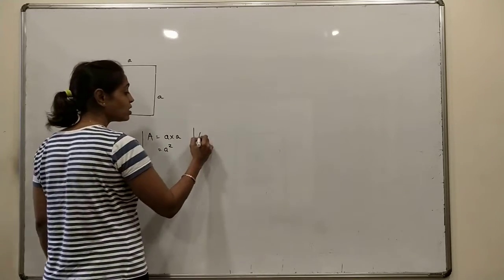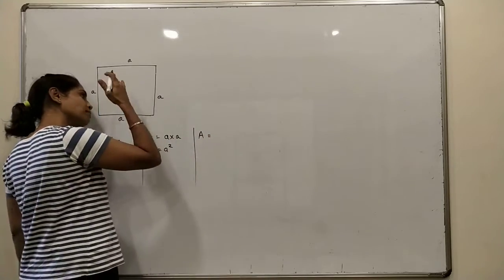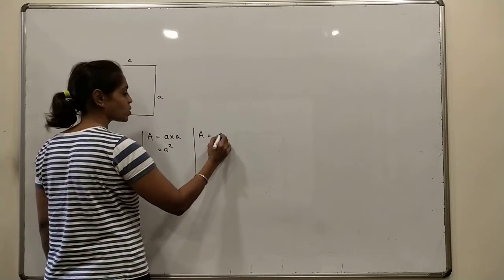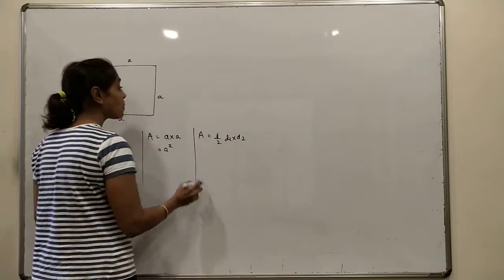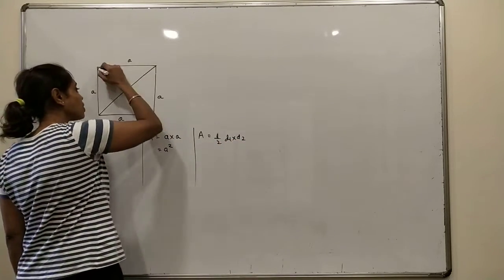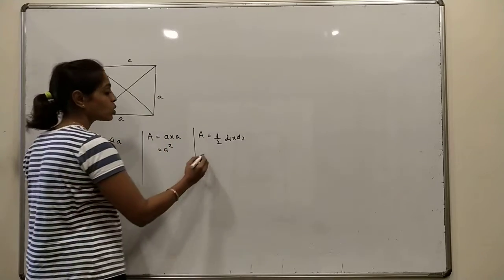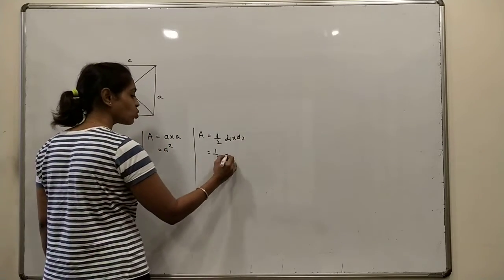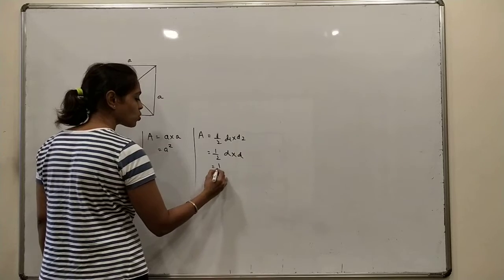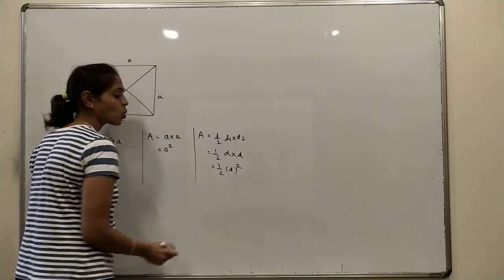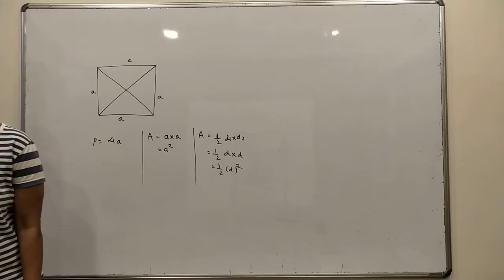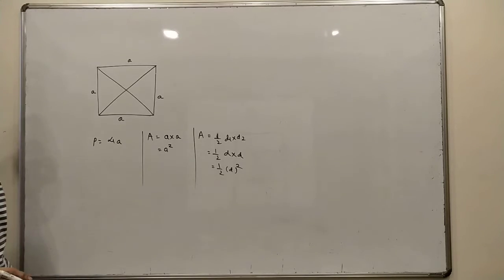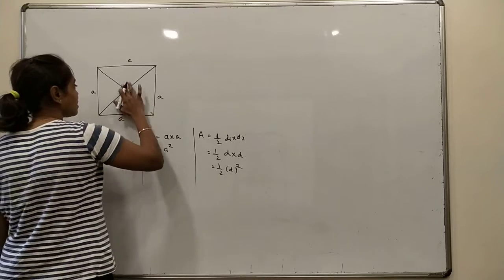As well as the other formula of area of the square on the basis of diagonal is 1/2 of diagonal 1 into diagonal 2. But we know that both the lengths of the diagonals in a square are equal. So both the diagonals are same. So 1/2 of diagonal square is also the area of the square. Now what about the diagonal?